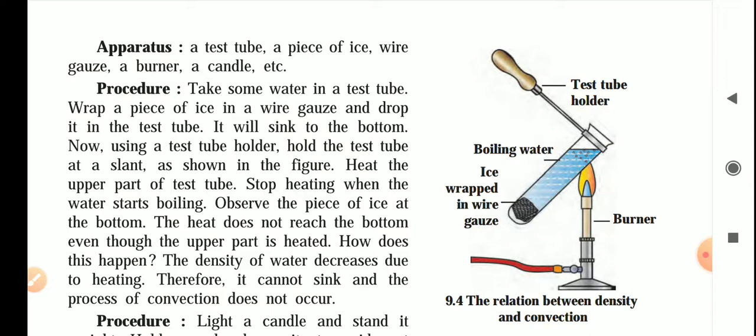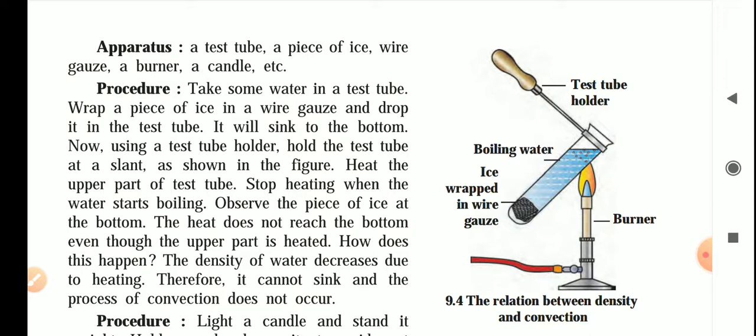The heat does not reach the bottom even though the upper part is heated. How does this happen? Now you can observe that the ice cube at the bottom of the test tube doesn't melt. It will be as it is. It might melt slightly, but it won't melt completely.